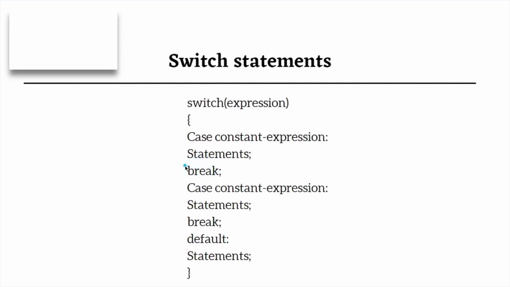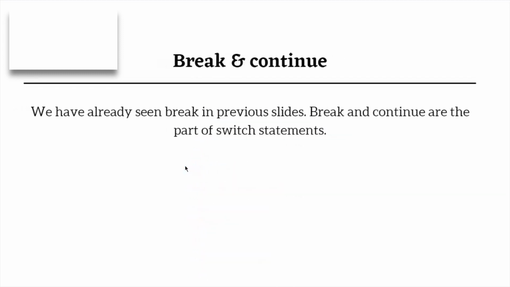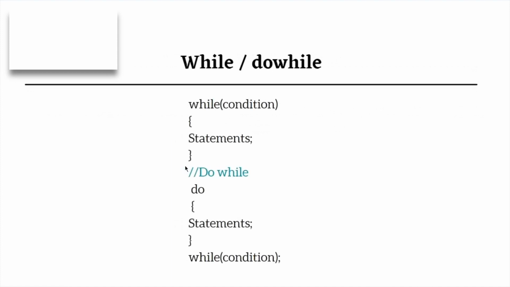And this is the next slide, break and continue. We already have seen it in the previous slide. Break and continue are part of switch statements, and we are going to learn each and everything in detail later on. And then while and do while. We have the while statement: while the condition holds, we execute the statement. It is somewhat similar to the if condition, but there will be a small difference in the while condition. You will see later on.